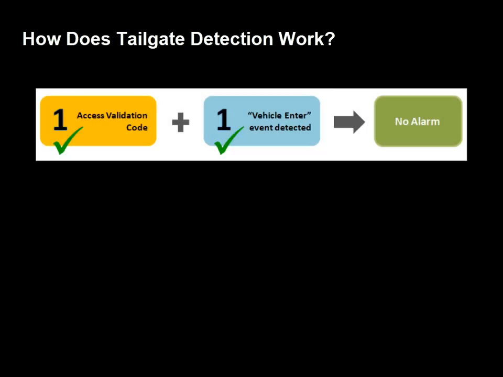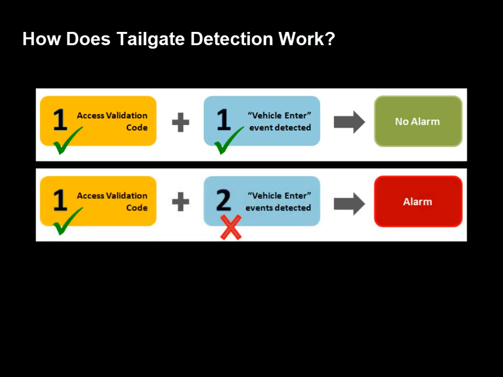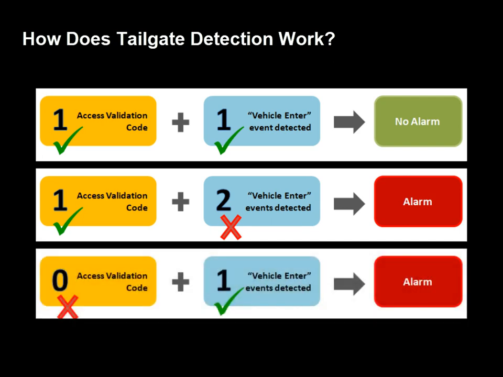Tailgate detection works according to this diagram, allowing passage in instances in which one vehicle enters with one valid access control token, and raising an alarm if there are 2 vehicles entering with only one access control token, or if a vehicle enters without a positive access control signal.